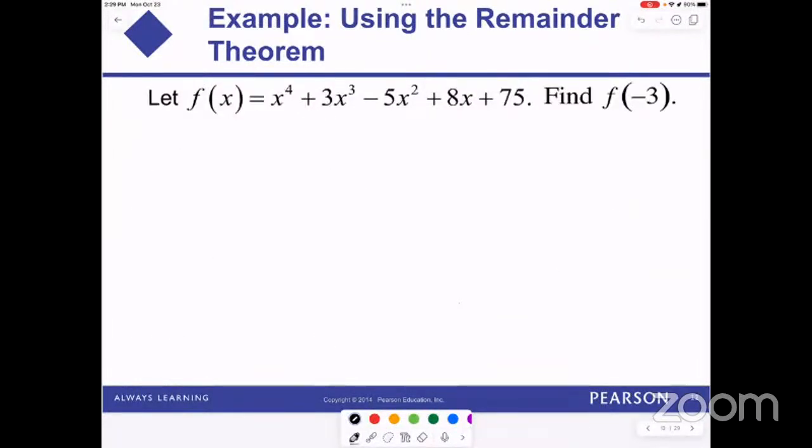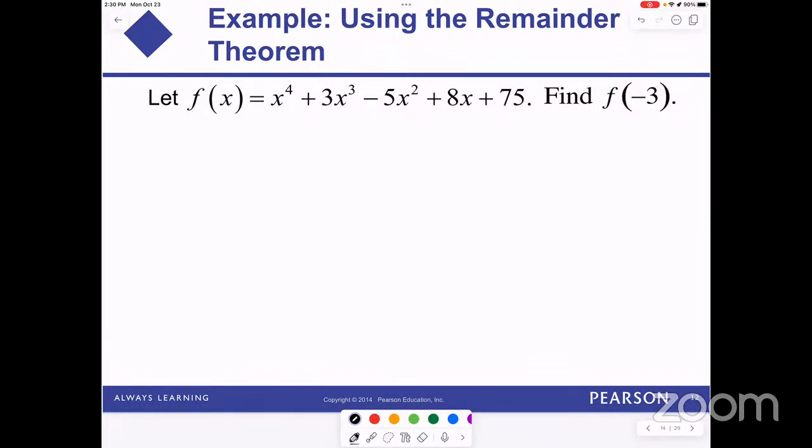Given this polynomial, we're asked to find, now this is the reverse of the remainder theorem, f of negative 3. If we were to just plug in x equals negative 3, we'll get these large numbers, and our chances of making a mistake are drastically increased. If we apply the remainder theorem, we can use it to evaluate this function, right? So we can do synthetic division.